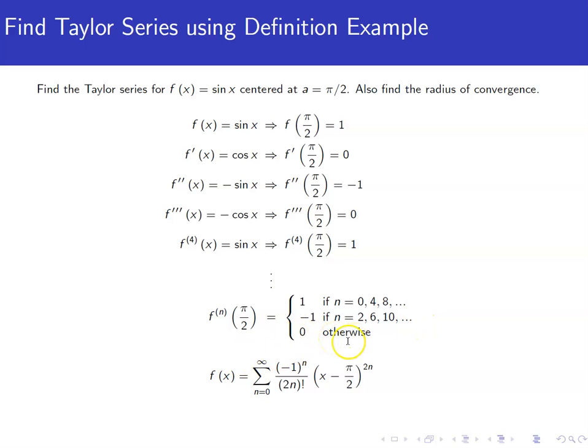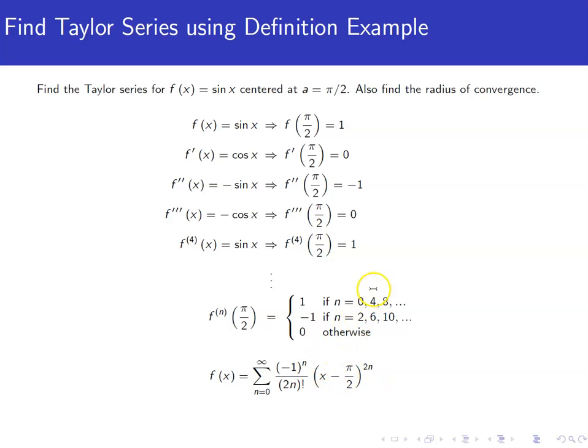So the way we'll capture this in the Taylor series is, well, only the even terms survive, so we want only even n's. So if we've got our series going from n equals 0 to infinity, we'll use 2n as our index in our denominator for the (2n) factorial and our exponent for the x minus pi over 2. This will capture the fact that we only have even terms that are non-zero.